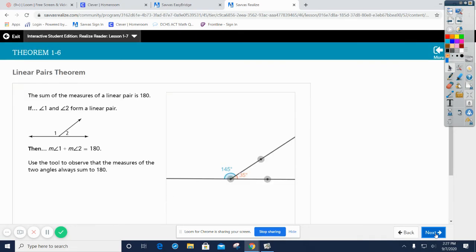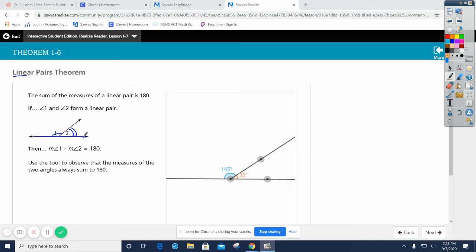Okay, linear pairs. This is a good one that you really need to know. Linear pair, think about what that word is saying. Linear has the root word line here, a straight line. And a pair means two. When you talk about a pair of something, it means two. So two angles on a line. So look at the picture they have here. You've got this angle 1 and angle 2 here. They're both on a straight line right there.